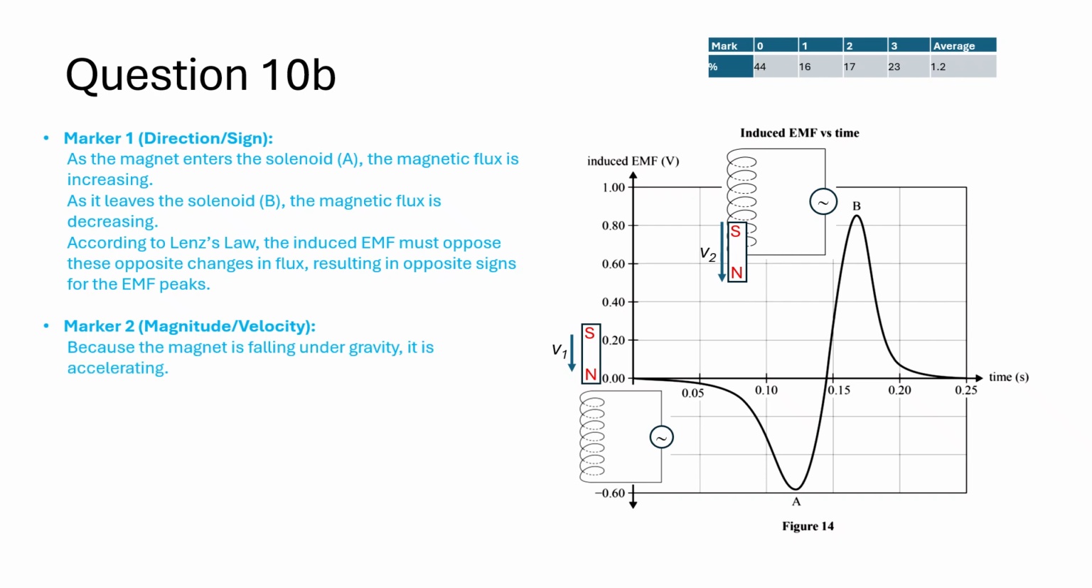Marker 2: magnitude of velocity. Because the magnet is falling under gravity, it is accelerating. It therefore has a greater velocity when exiting the solenoid, at B, than when entering it, at A.